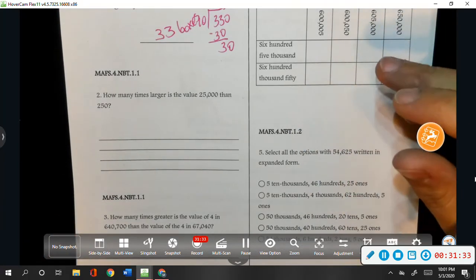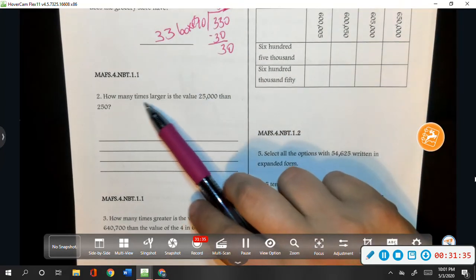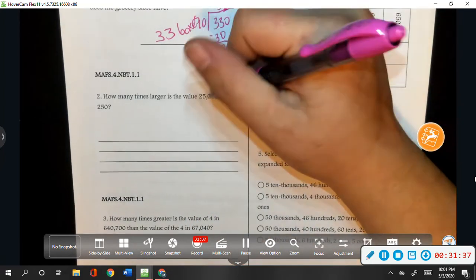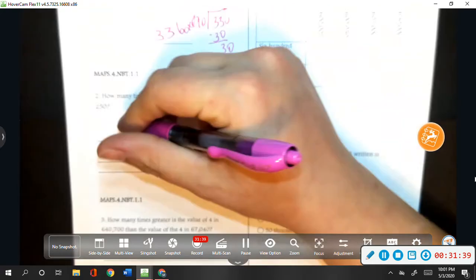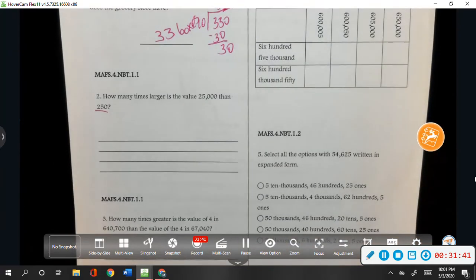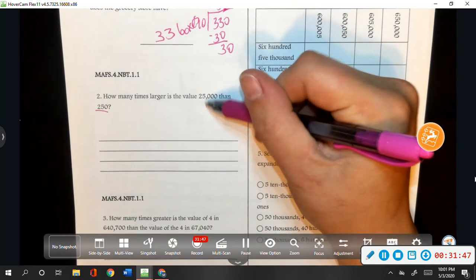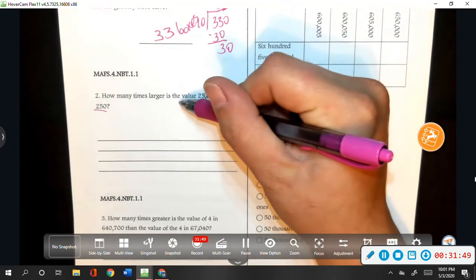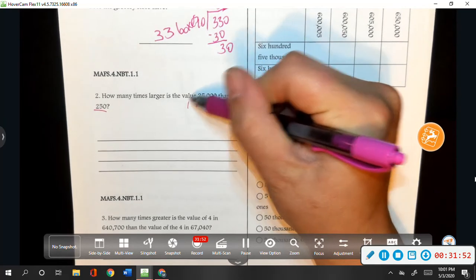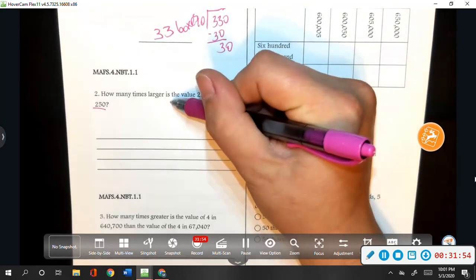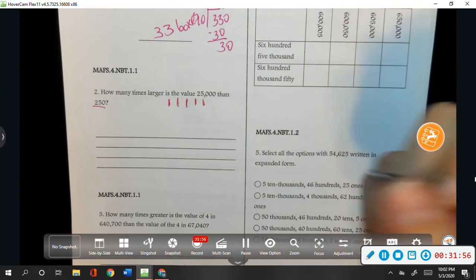So, alright, number 2. How many times larger is the value 25,000 than 250? Well, if we think about this in terms of our place value chart, we would have ones, tens, hundreds, thousands, and then 10,000s.